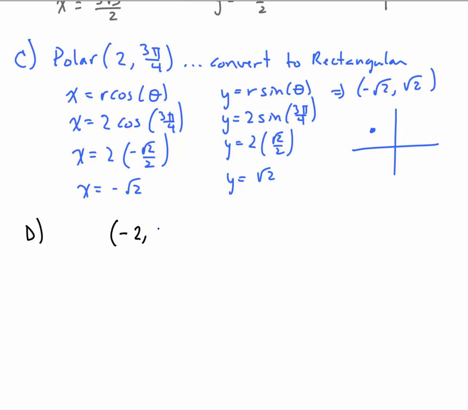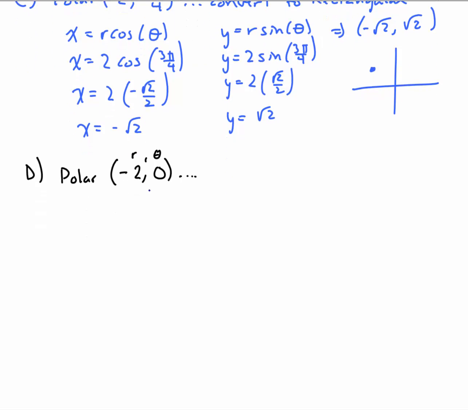So I could have (-2, 0), and this definitely looks like it's rectangular, but it's a polar point just because I say it's polar. So this is an r and a theta. So you have to be very, very careful to identify which is polar and which is rectangular or Cartesian points. So let's go ahead and take this polar, and converting this is really easy because I have a 0 here. So if I plot this first, this would be -2, 0.